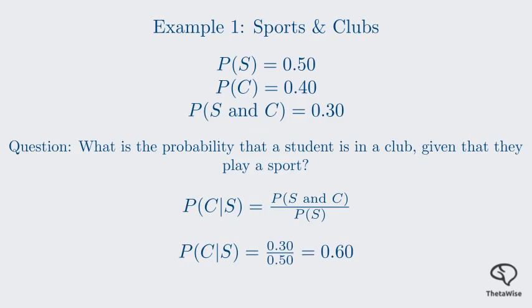This means that among the students who play sports, 60% are also in a club. Notice how that's higher than the 40% who are in a club in the general population. The knowledge that a student plays a sport increased the probability they're in a club. That's the core idea of conditional probability.